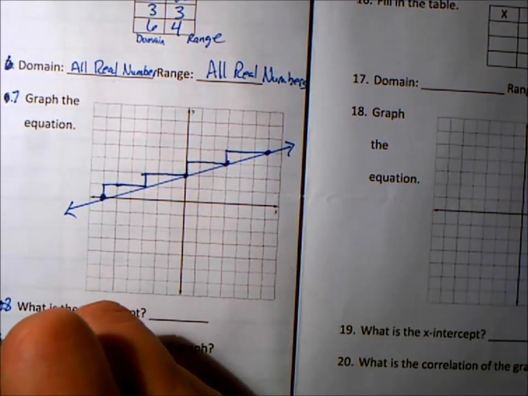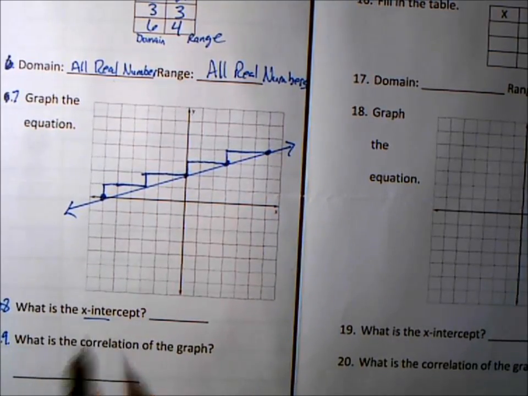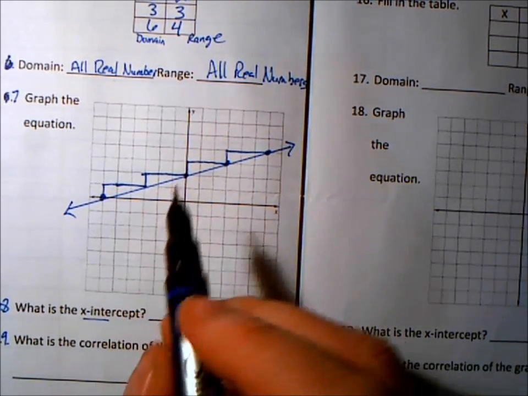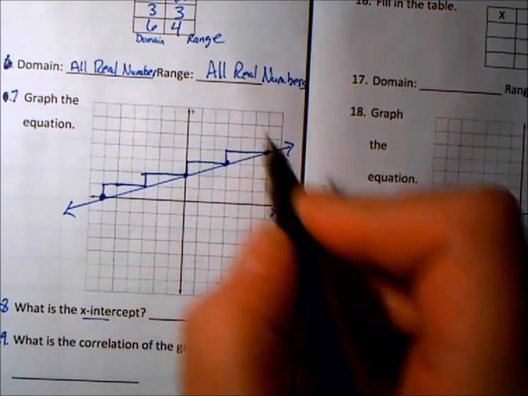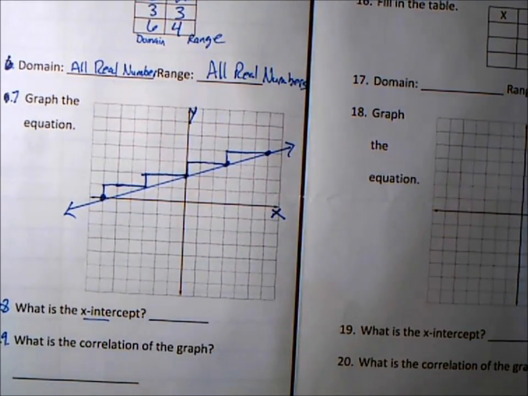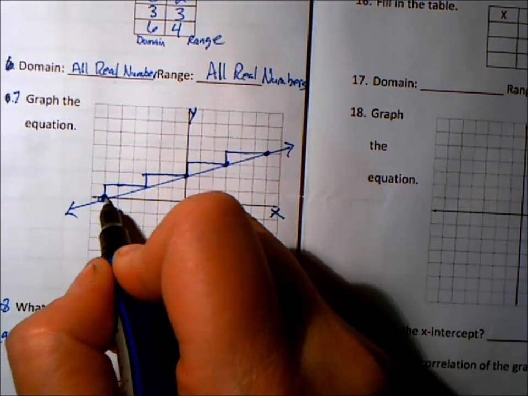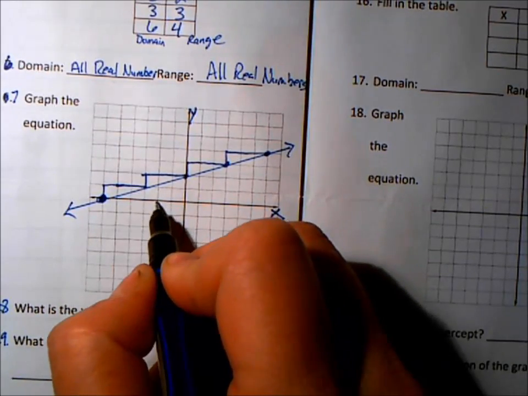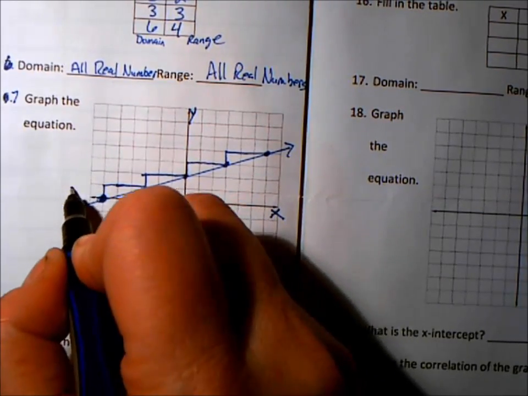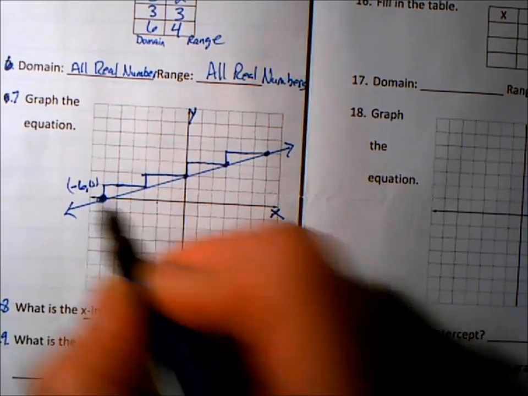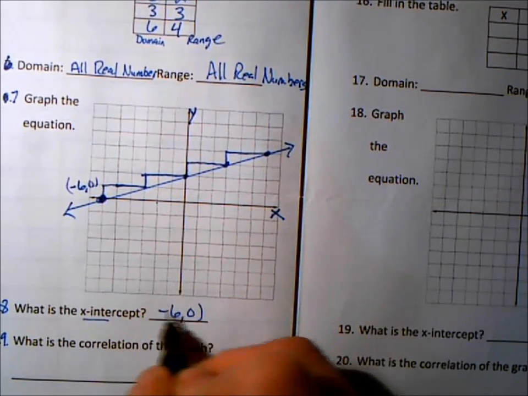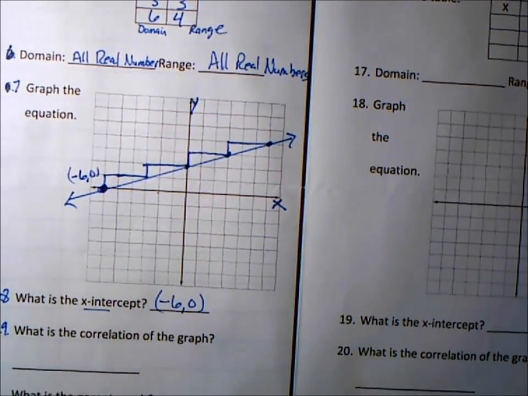On number 8, they want to know what the x-intercept is, which, remember, is where it crosses the x-axis. I'll draw those a little larger so you can see them. So this is crossing over here at 1, 2, 3, 4, 5, 6. That would be negative 6, 0, which is my x-intercept on this problem.